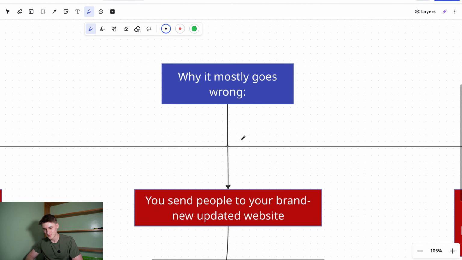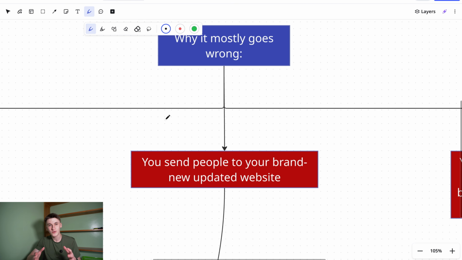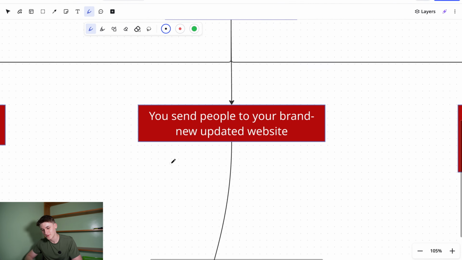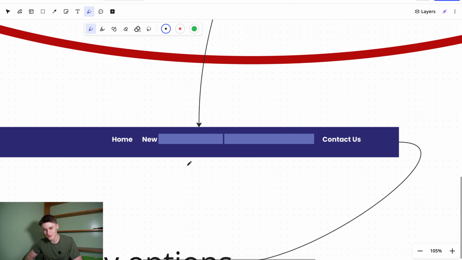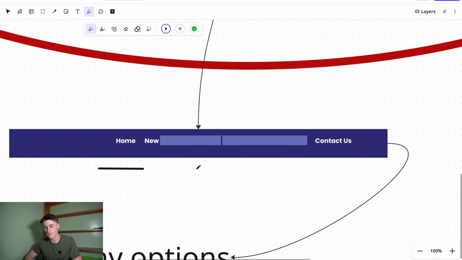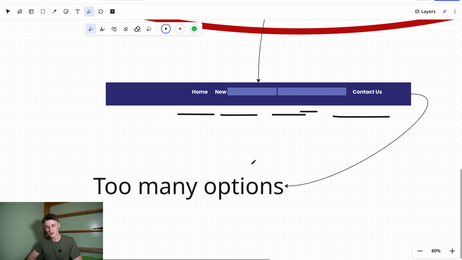So the first reason is that you send people to your brand new updated website. You've just signed an agency and they've done this for you, and you're really happy with it. It looks really fancy, really stylish. You send everyone to it thinking that they'll be impressed by your newly updated website. Well, that's actually wrong, because there's one very key reason why. Here you've got the Home tab, the About Us tab, Contact Us, and all these different options like pricing on your website homepage, and it is just too many options.